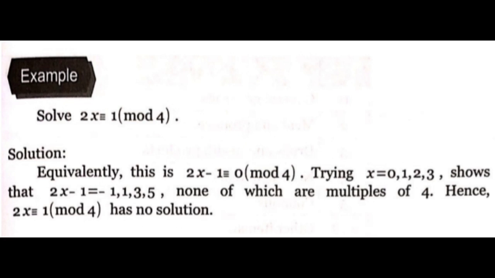Example number 2. Solve 2x is congruent to 1 modulo 4. Solution. Equivalently, this is 2x minus 1 congruent to 0 modulo 4. Trying x equals 0, 1, 2, and 3 shows that 2x minus 1 is equal to negative 1, 1, 3, and 5, none of which are multiples of 4. Hence, 2x is congruent to 1 modulo 4 has no solution.